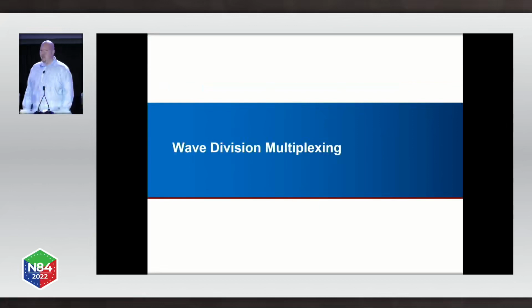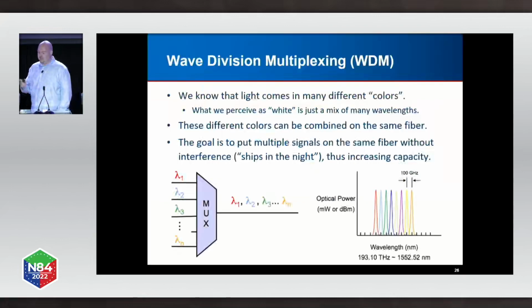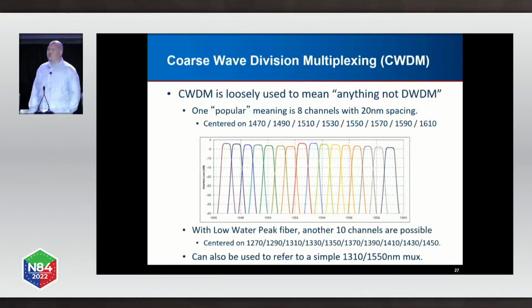So right now, wave division multiplexing. We know that light comes in different colors. What we perceive as white is a mix of many different wavelengths, but what you can do inside of a fiber is carry different signals at different frequencies, and they will, in theory, pass each other, not interfere with each other, and you're able to increase capacity by adding more channels. So the goal is to have a ships in the night approach. They're not touching each other, and you're just adding more and more signal into the fiber, and then the reality is always more complex. There's a couple different kinds of WDM.